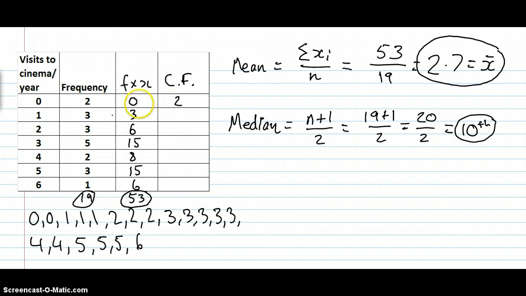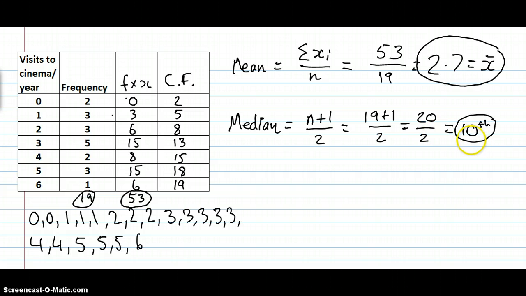So far I've had a frequency of 2. From this point here though, I've had 2 and this 3 here, so I've got 5 now. Then I've got to add 3 in the next one, so I'm up to 8. 8 plus 5 is 13. 13 plus 2 is 15. And once we chuck in the other ones, we end up with 19 at the end, which agrees with what we had down here. So that's correct.